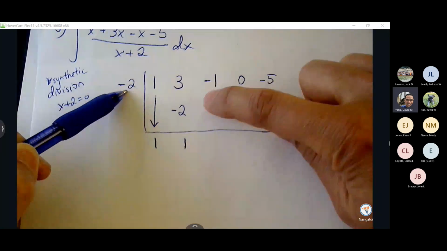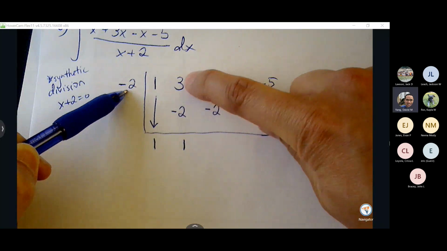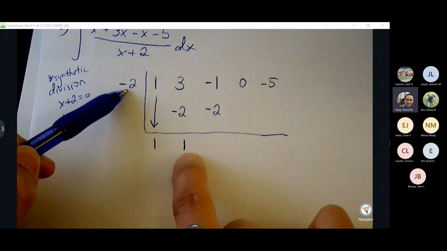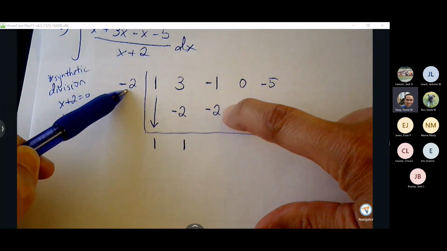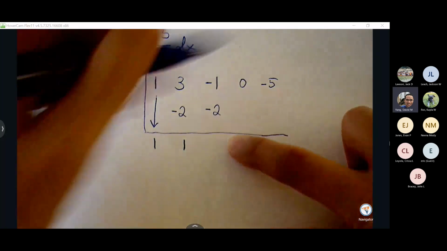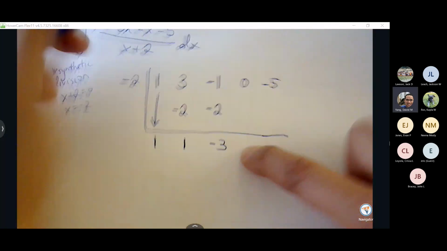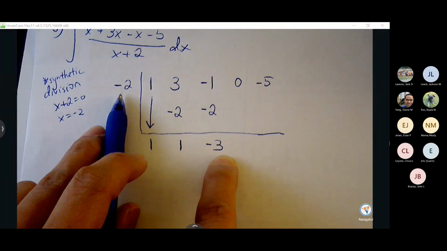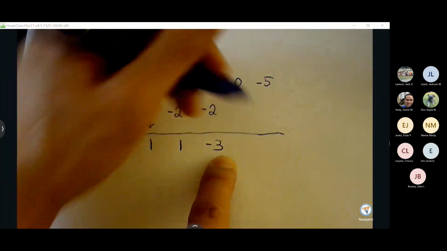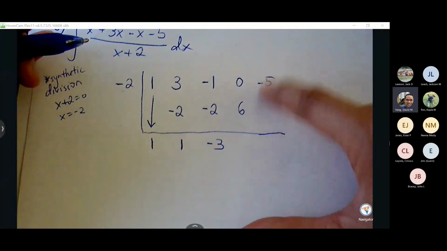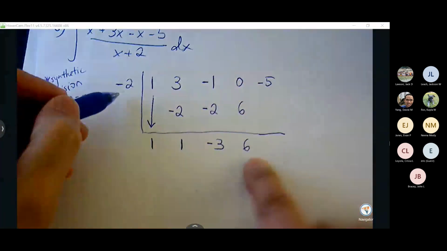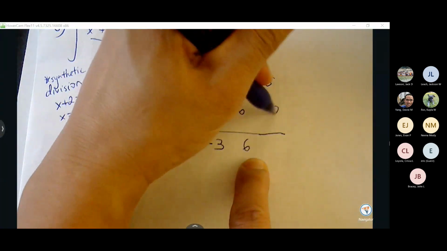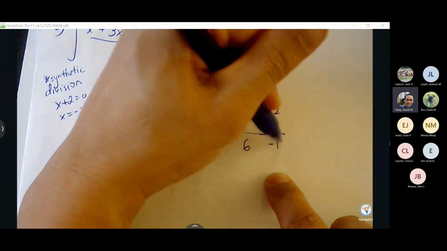So 1 times negative 2 is negative 2. You put that number in the next column, and then you add. 3 minus 2 is 1, so that 1 goes below the line. Negative 2 times 1 is negative 2. Put that number in the second row. Add that third column. We get negative 3. Negative 3 times negative 2 is 6. 0 plus 6 is 6. And 6 times negative 2 is negative 12. Add that together, we get negative 17.